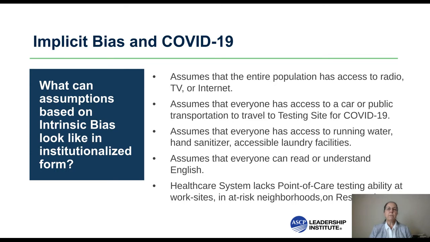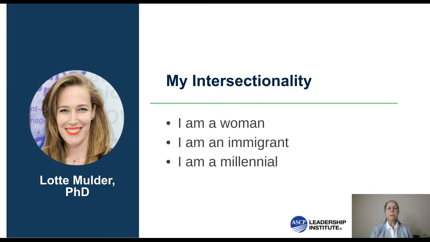Information provided assumes that people have access to radio, TV, or internet, or that people can read and understand English. The assumption that people could stockpile food or hand sanitizer assumes that people have the funds to do that or access to transportation to carry large amounts of food home. And our current healthcare system is based on certain intrinsic biases because we do not have point-of-care testing at work sites, in at-risk neighborhoods, or on reservations that serve Indigenous people.